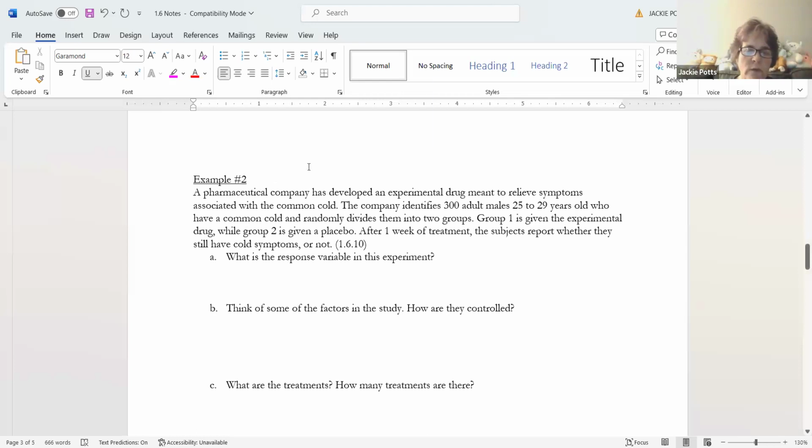Now, you see this 1.610. If you go into the data sets the book has, that's what it's telling you. You can actually see the data and the research behind this. All right. So reading through this, the first thing, stop and think, what is the response variable? In other words, what are we checking? What are we testing? It's whether or not they still have a cold.